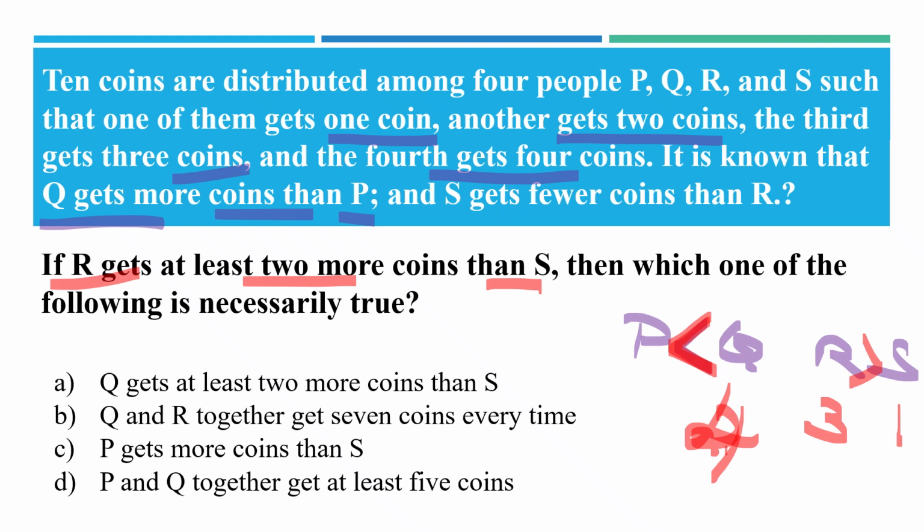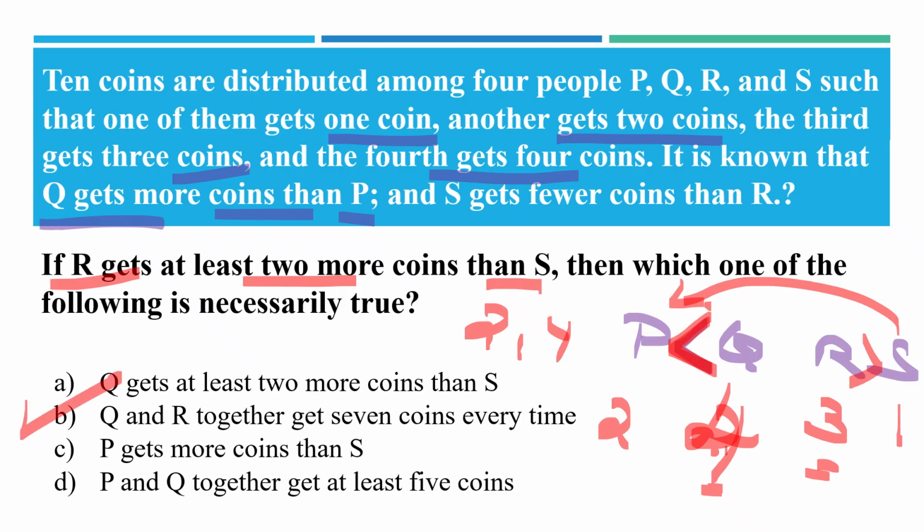Maybe if this is 3 and this is 4, obviously the other two numbers left are 2 and 4. Obviously, Q will be 4, P will be 2. So yes, P gets more coins than S. Obviously, P is more than S. And P and Q together get at least 5 coins. That is also true, but I guess Q and R together get 7 coins every time. I go with option B.